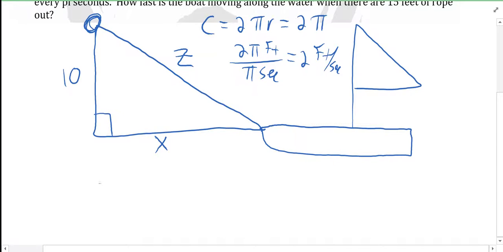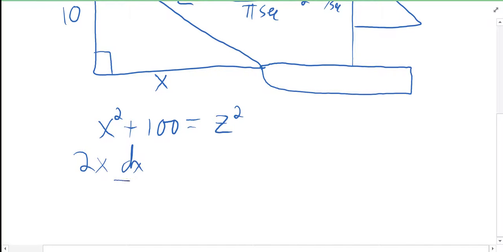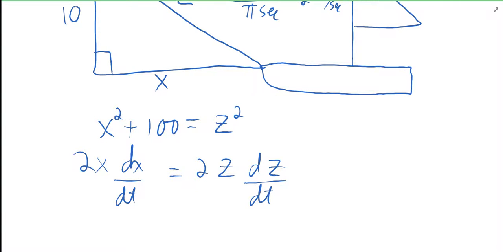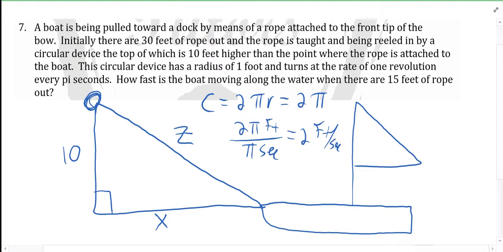So we said the way we do that is we set this up with an equation, and in this particular instance, it's going to be the Pythagorean theorem, and we're going to differentiate it. And when you differentiate it, you're going to get 2x dx/dt equals 2z dz/dt. Okay with that? Because the 100 goes away when it turns into 0. The derivative of 100 is 0 because 100 is not changing. Okay? And we want to know dx/dt because the question's saying how fast is the boat moving along the water? So that's how fast it's moving horizontally, so that's how fast x is changing.